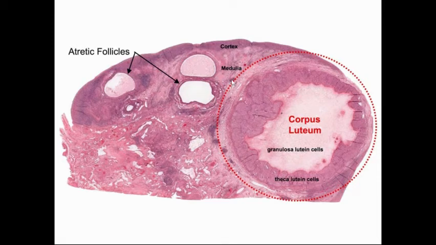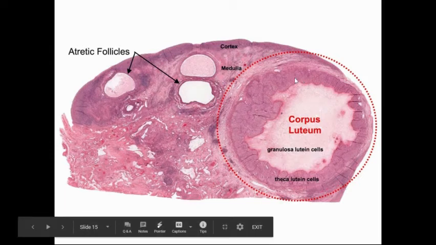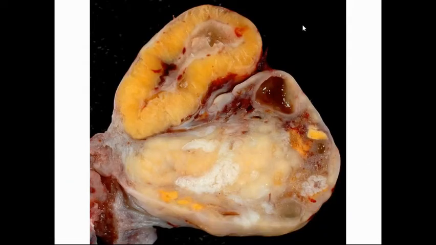Now, what we see here is the development of a corpus luteum. So an egg has been ovulated, this is left behind, and this is all stained here. And this is an actual one, and you can see it's literally yellow. So this ovary has been cut in half, and we're looking at the corpus luteum here, which is kind of sticking out.